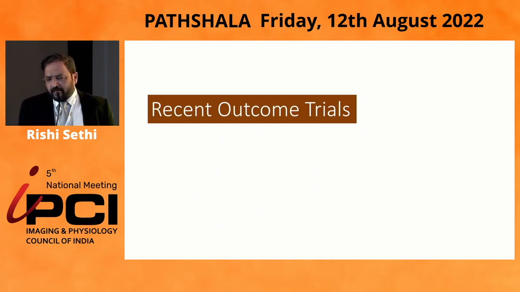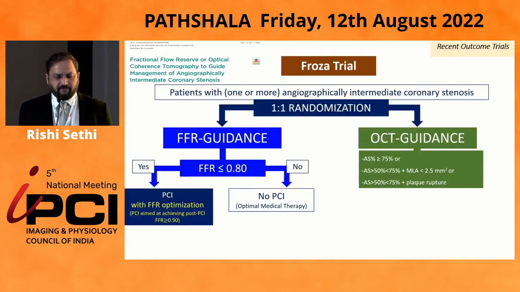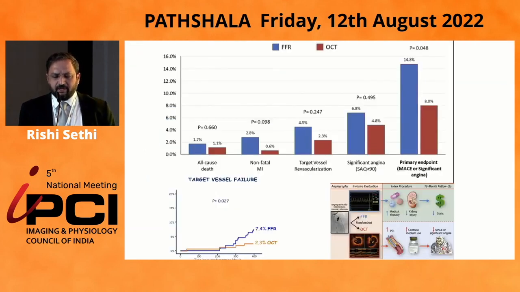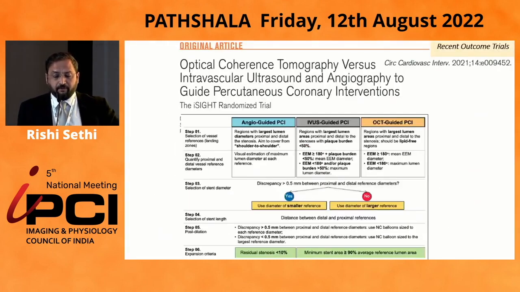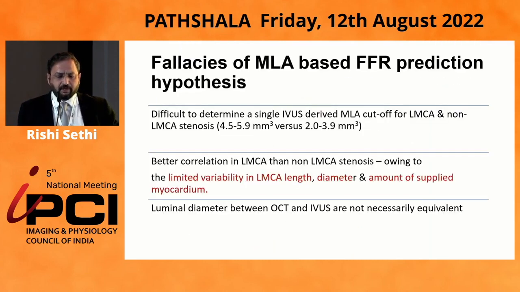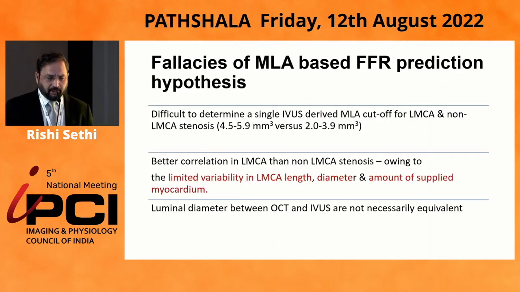So, recent trial outcomes. I'm not supposed to speak about clinical data, and I think a lot has been said, but three recent trials have come out, just for reference: the FROZA trial between OCT and FFR, FLAVOR released this year between IVUS and FFR, and the INSIGHT trial released last year, which compared angioguided to IVUS to OCT. But I'm not supposed to speak about them, and Dr. Mintz has spoken extensively about the clinical trial data comparing the two strategies.